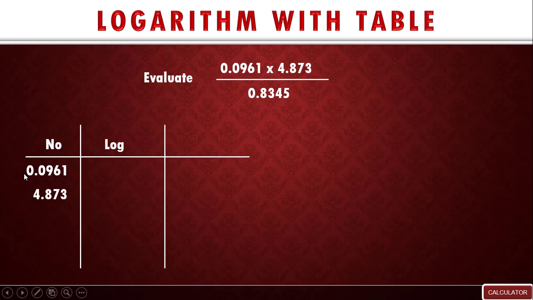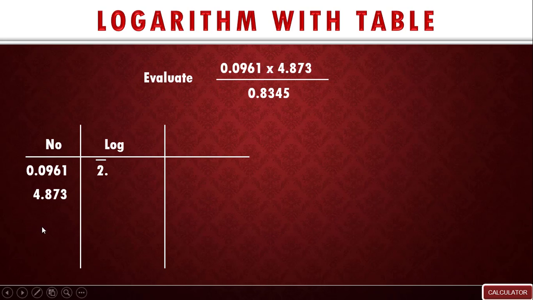Okay, let's look at the first number. You're going to determine the characteristic first. So the characteristic will be bar 2. So how do we know that it's bar 2? Get your reference position, and the reference position is after the 9, because 9 is the first non-zero digit. So the reference position is between 9 and 6. Let's count from our decimal position: 1, 2. So that is 2, and that will be bar 2.